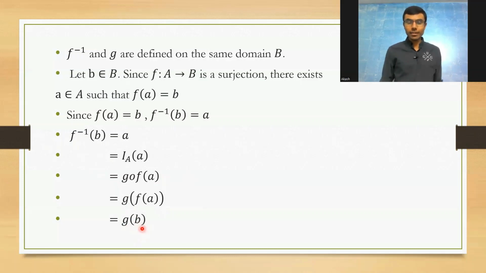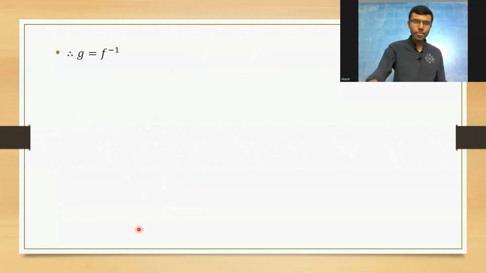So I'm basically saying that f inverse and g have the same domain, and they are mapping to the same element also. If I give f inverse and g some input, they map to the same element. If that is the case, then the two functions are equal. Therefore, g equals f inverse. And with that, this theorem is over.